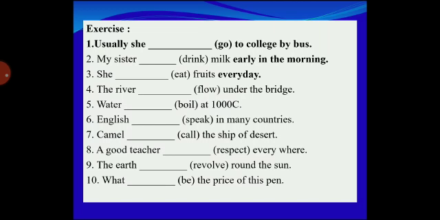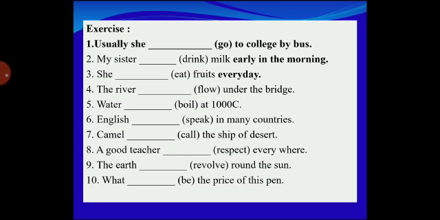Okay, my sister dash drink milk early in the morning. Early in the morning is a habitual action. My sister drinks, third person singular. She eats fruits every day. Every day, habitual action, third person singular, eats. The river dash flows under the bridge. Here, the river flows under the bridge.